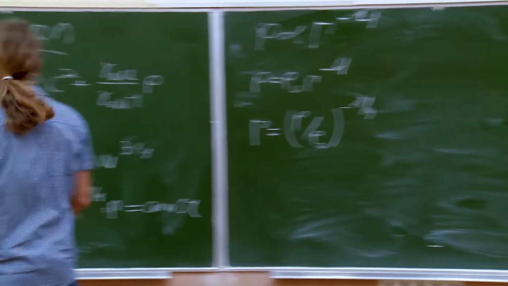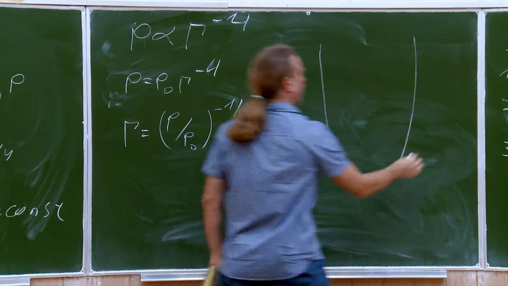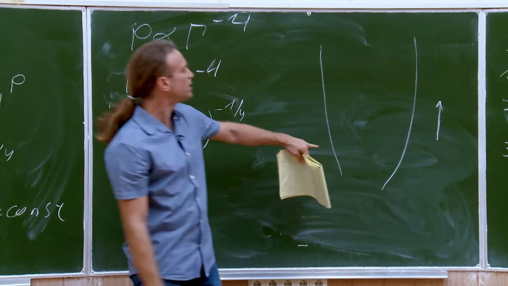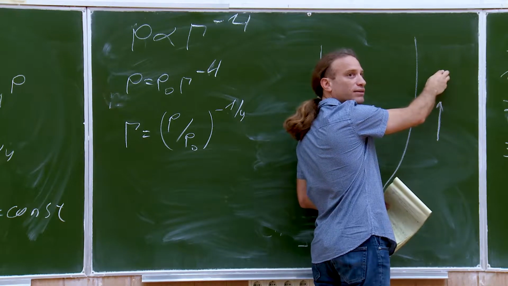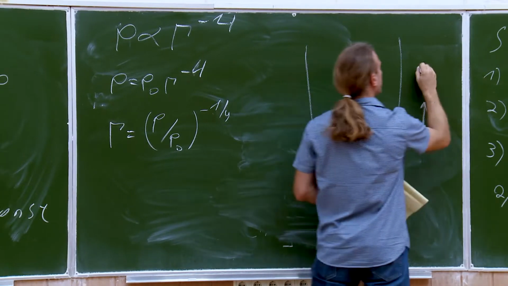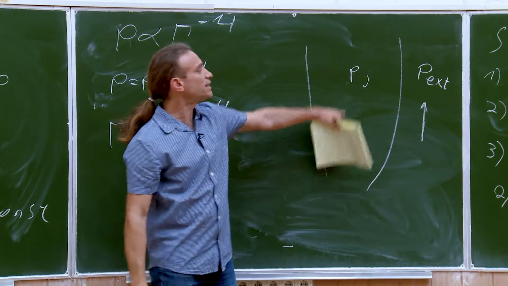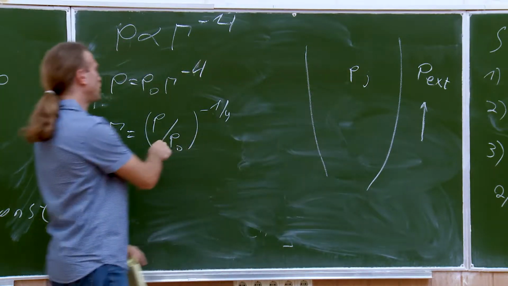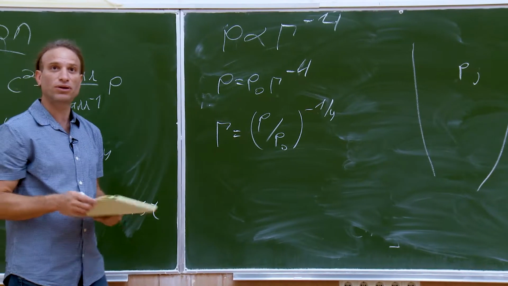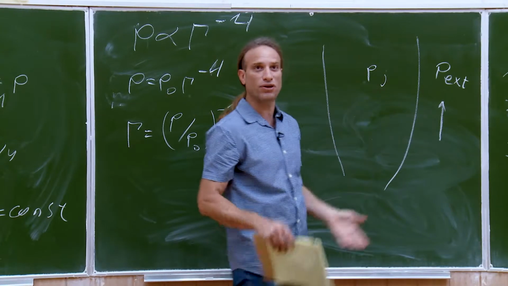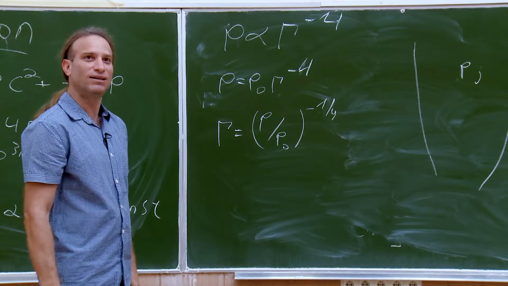So what does this mean? If I have my jet here, and I have a pressure outside, the jet maintains constantly a pressure balance between the pressure in the jet and the pressure in the outside. So this is P external and this is P jet. So if P jet is decreasing, then the Lorentz factor is increasing. So this is acceleration. So in order to get acceleration, I need a decrease in the pressure. Not very surprising.